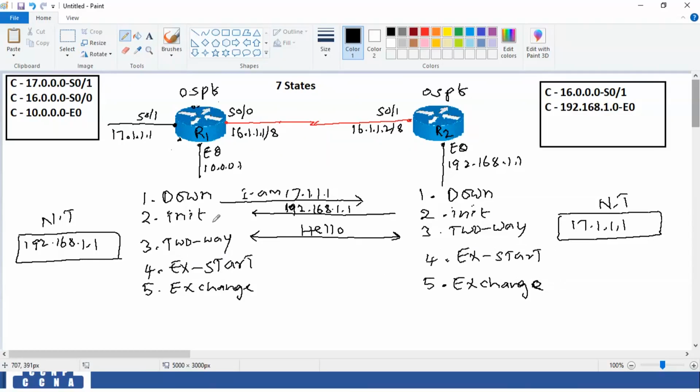What exactly happens in xstart state is R1 router will say to R2, you take my update packet first. R2 will say, no, you take my update packet first. They're deciding who exchanges first. Finally, which router has to give first update packet? A router having the highest router ID will be the master. Another one is slave. Master and slave election happens in fourth state. R2 is 192.168.1.1, R1 is 17.1.1.1. So R2 has the highest router ID. R2 will be the master. R1 is slave. So R2 gives first update packet. So this is what exactly happens in fourth state, which we call xstart. Exchange started, not exchanging actually. Then in fifth state, the exchange.